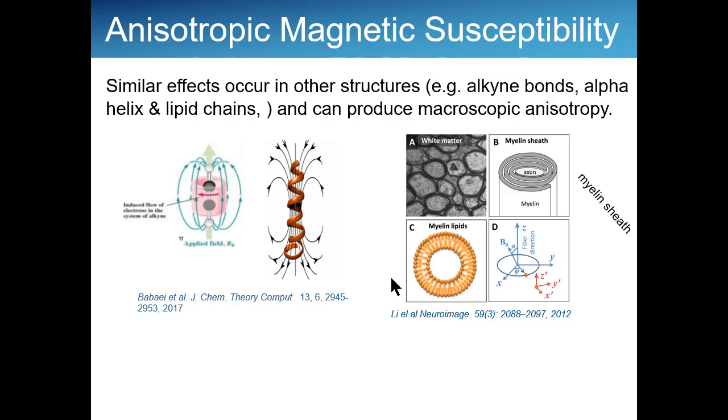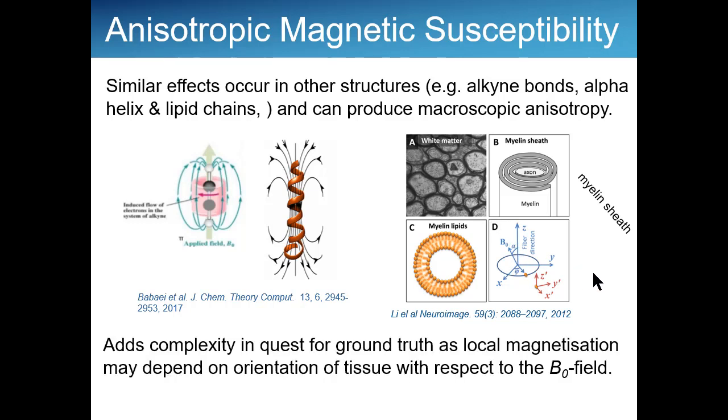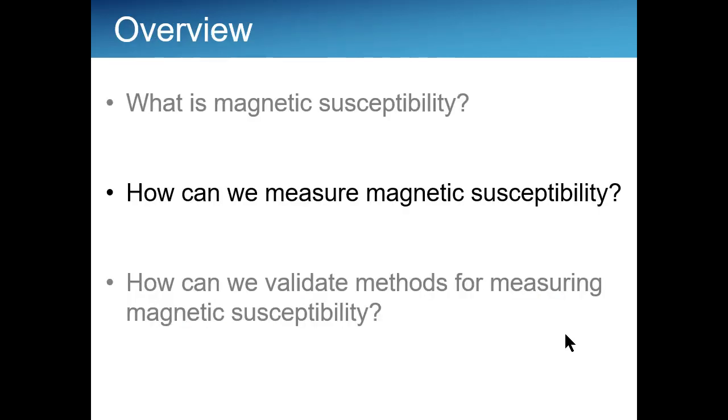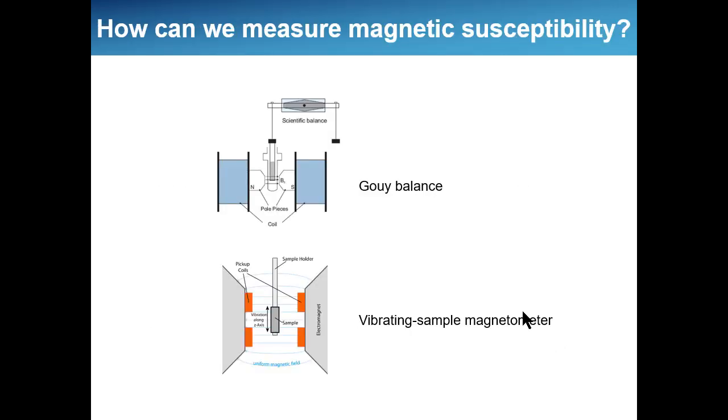And this effect transfers over to other larger molecules, to alkynes, and also to protein alpha helices, and most importantly, it transfers over to the lipid chains in the myelin sheath, very many of which are found within white matter. It adds a bit of complexity in the quest for the ground truth, and it's particularly important in white matter, and I'll come back to that towards the end. So how can we measure the magnetic susceptibility?